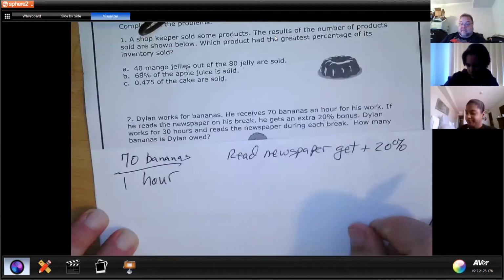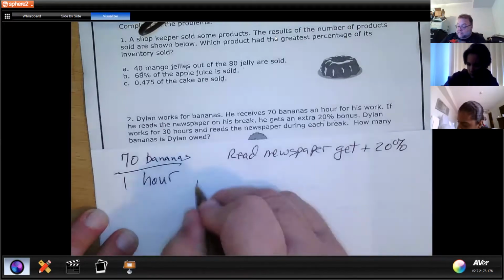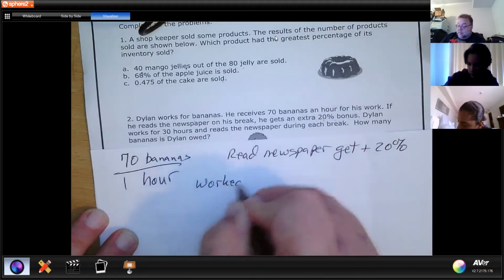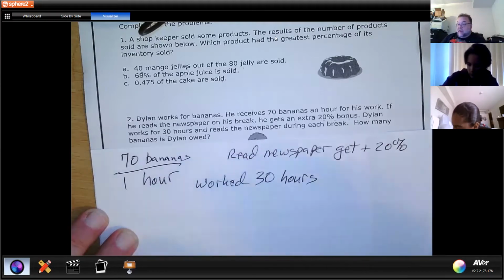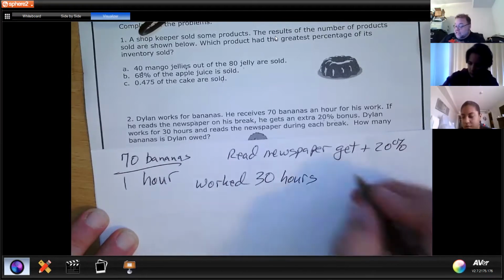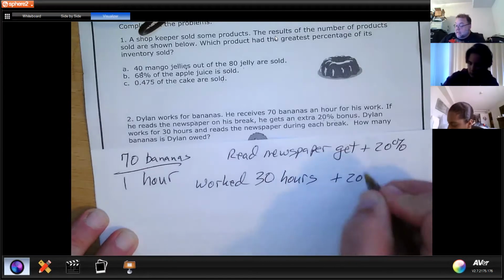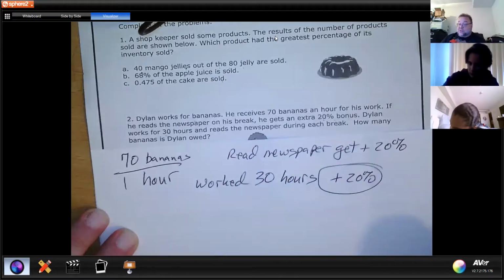All right. Now, then it says Dylan actually worked. He worked 30 hours. Now, right now, I'm not figuring anything out. Right now, I'm just writing down the information. And he read the newspaper, so he gets to have the plus 20%. How many bananas is Dylan owed?